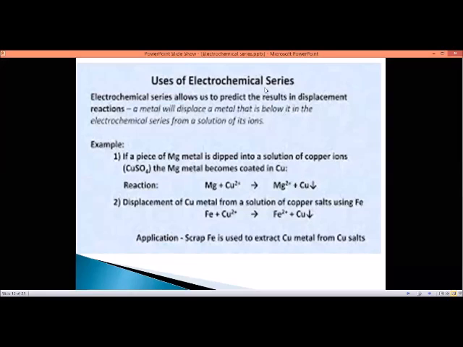What is the use of the electrochemical series? It allows us to predict the result of a displacement reaction, whether we can construct any cell and whether the cell will work properly. In that cell, which is the anode, which is the cathode, and what is the total EMF of the cell? All these things we can calculate and tell, without even connecting the circuit, using the electrochemical series.